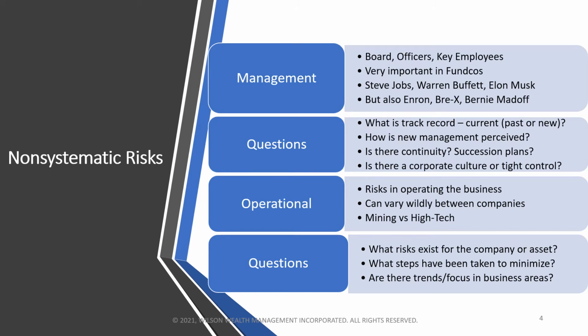So management is probably the most important non-systematic risk. Management would include the board of directors, officers of the corporation, and also key employees. And key employees would be those employees who make the company what it is, what makes it attractive to the acquirer. Maybe that's a key scientist in the research and development department. Maybe it's a key sales team. So whoever is important to creating the actual success of the company that you're buying is a key employee.